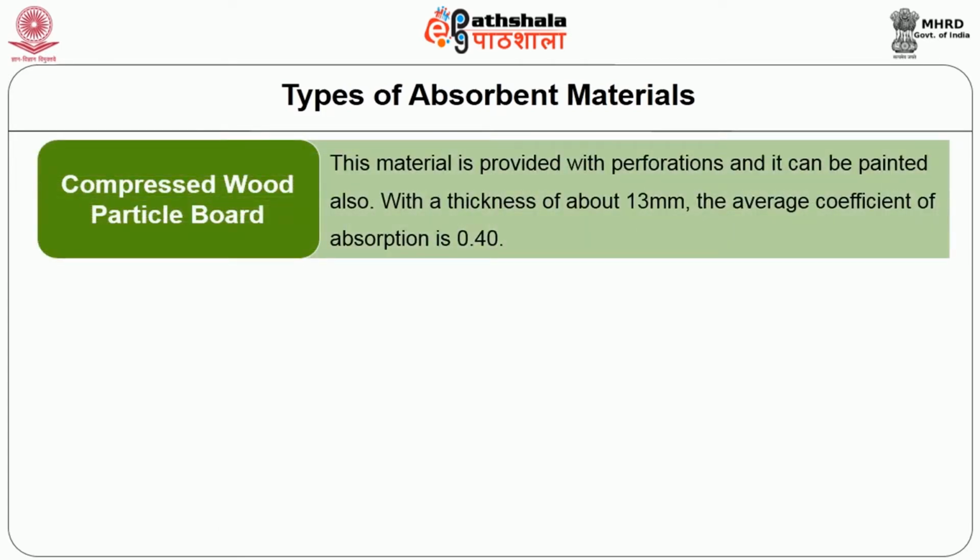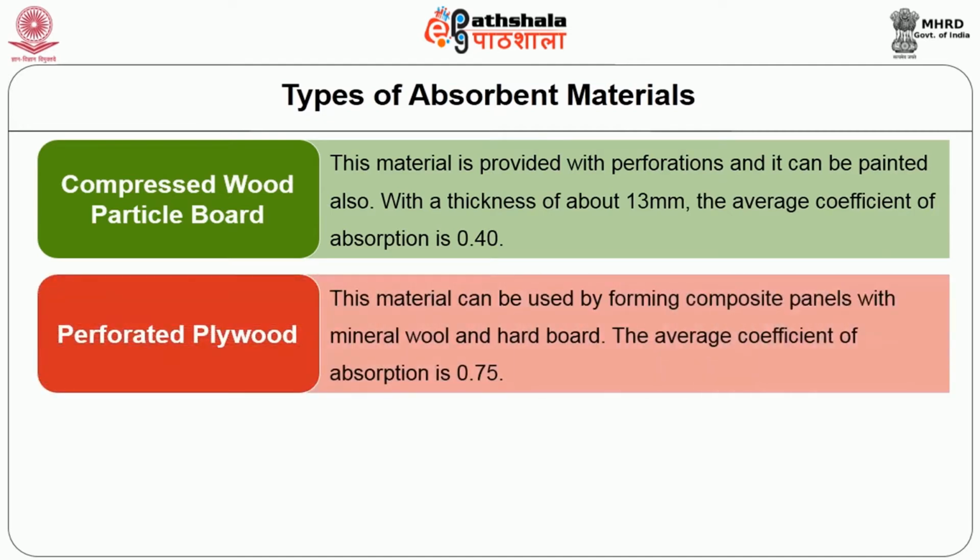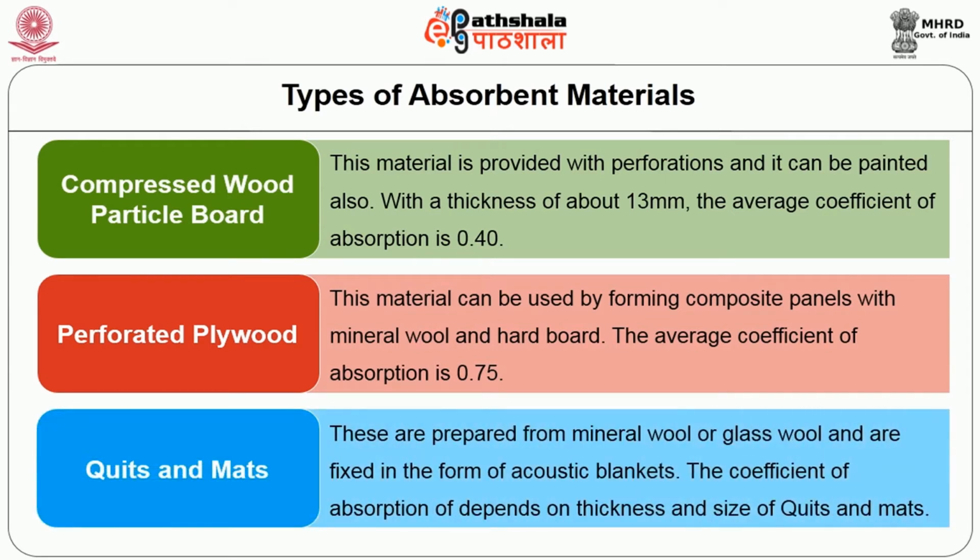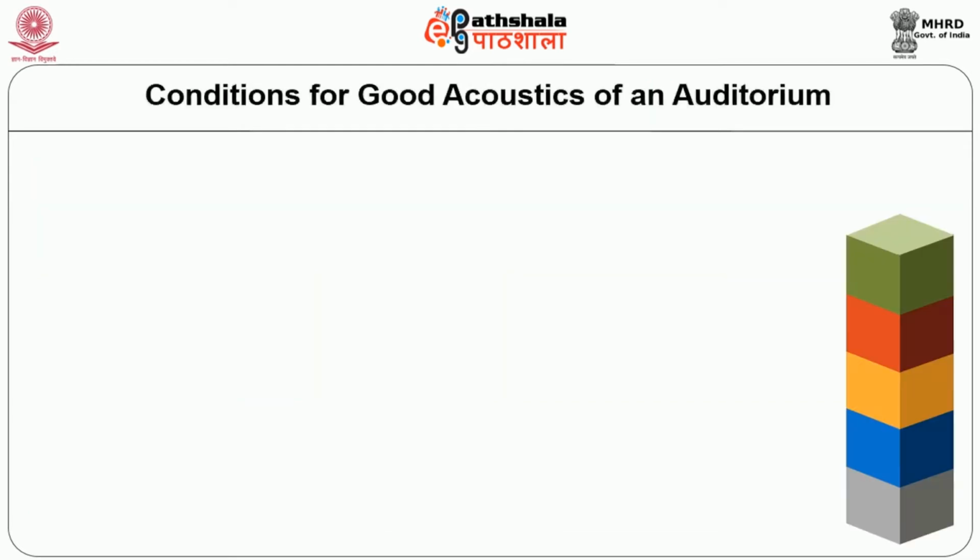Compressed wood particle board can be perforated and it can be used with a painted finish. With a thickness of about 13 mm, the average coefficient of absorption is 0.40. Perforated plywood. This material can be used for forming composite panels with mineral wool and hardboard. The average absorption coefficient is 0.75. Quilts and mats. These are prepared from mineral wool or glass wool and are fixed in the form of acoustic blankets. The coefficient of absorption is based on the thickness of the mats.